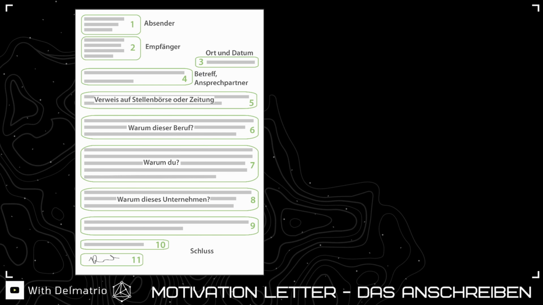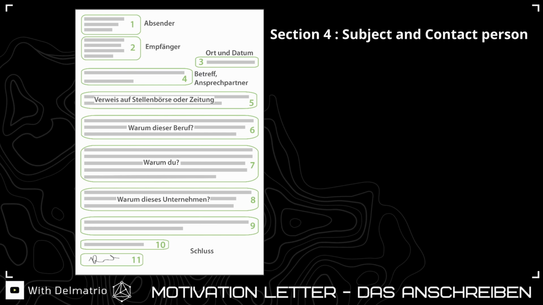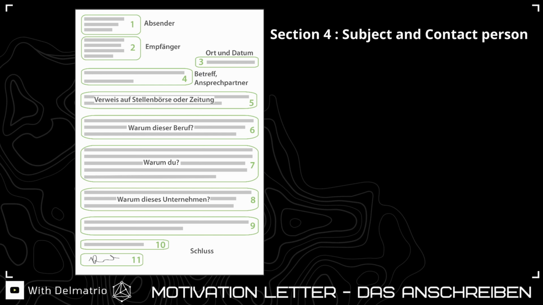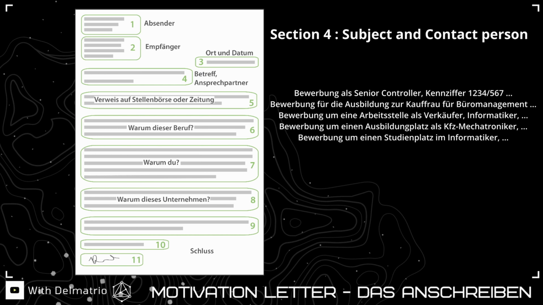The next section is where you provide the subject of your letter and the name of the person you are addressing. This section should be below the Ort und Datum section, and it should be on the left-hand side of your letter. Here is an example of what to write in German. There are so many options that you can use based on the position you are applying for. For example, you can put that you are applying for a work position or an Ausbildung or a studying position.